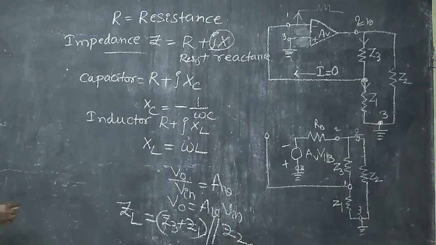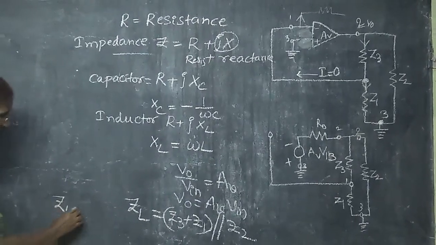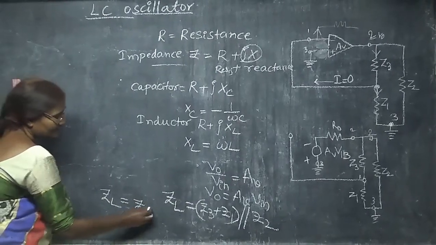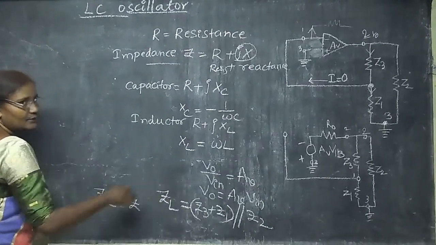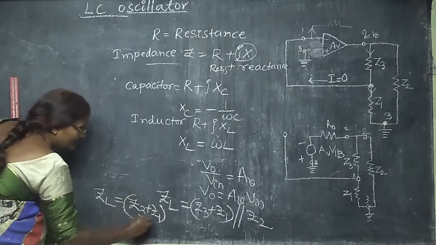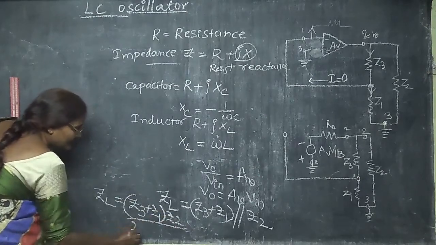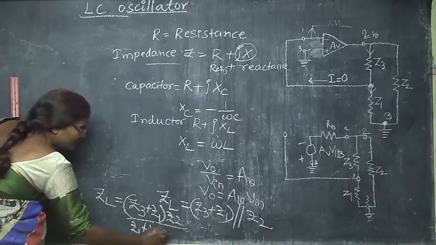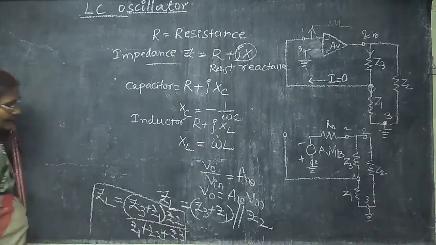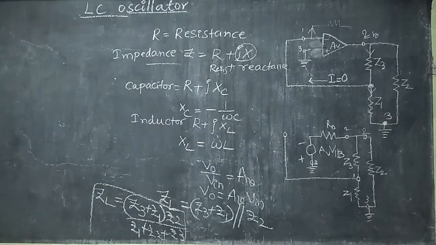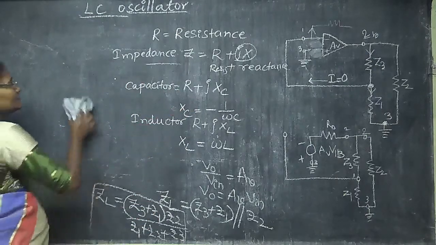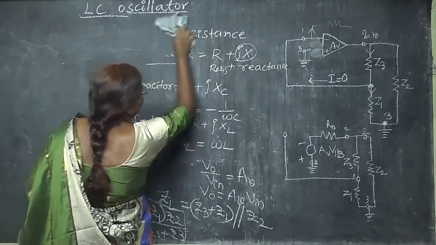So, what is the expansion of this? ZL is going to be, using the series parallel combination formula, product of the elements divided by sum of the elements. So what is the product of the elements? Z3 plus Z1 into Z2 divided by Z1 plus Z2 plus Z3. You just keep it in your mind, so that I can continue my analysis. I will rub this and we go for the analysis of this general form of LC oscillator.